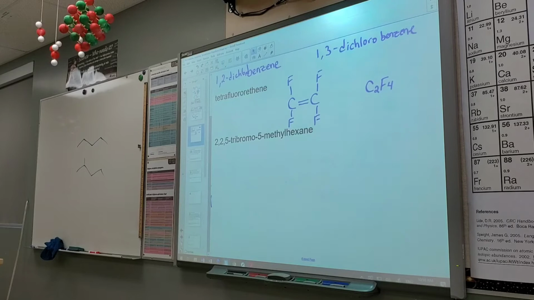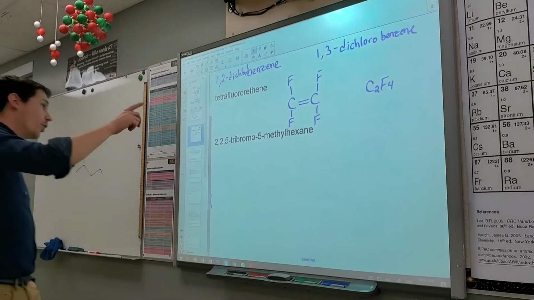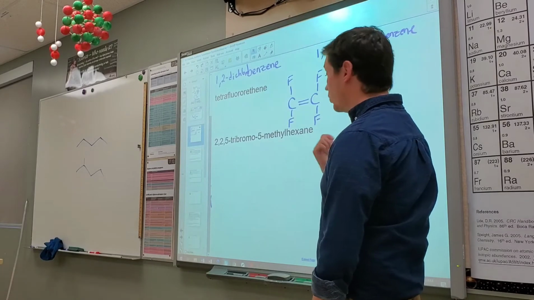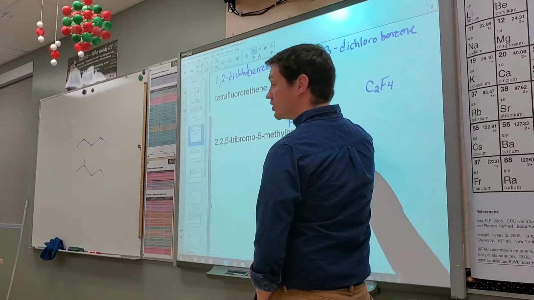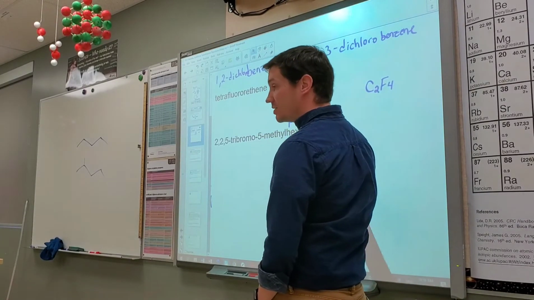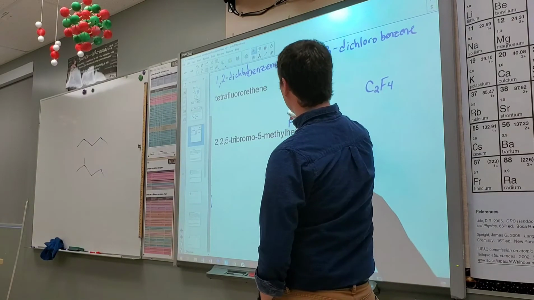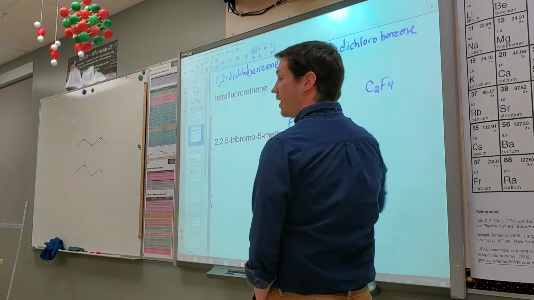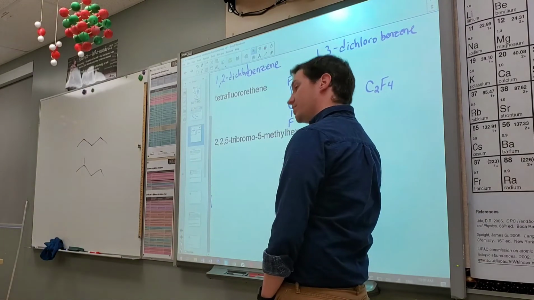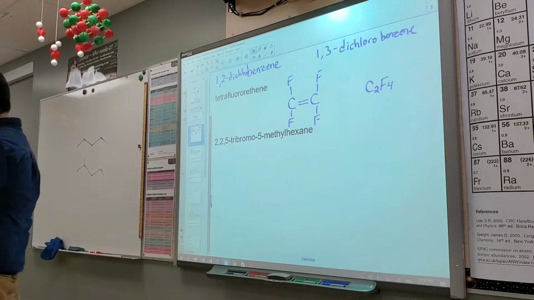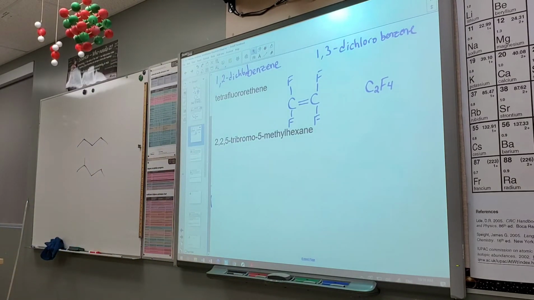But this is derived from a hydrocarbon. This is the way we would get this, and we will see this later today. We'll see that you slowly trade out hydrogens for fluorines. So this used to be C2H4, and then we just slowly popped off a hydrogen and then popped back on a fluorine. And so it's derived from a hydrocarbon. How do you show that?